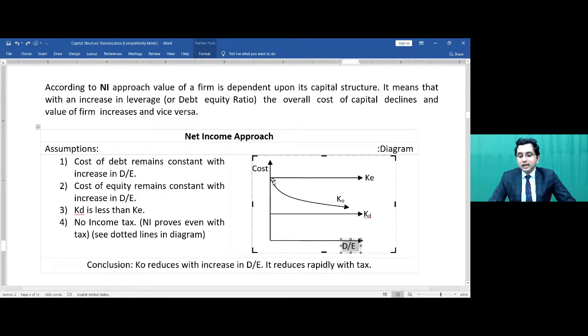Notice here on the y-axis that both KO, which is the overall cost of capital, and KE, which is the cost of equity, are equal. KO and KE are equal. Can you tell me the reason why KO and KE are equal initially? And thereafter, with increase in debt equity ratio, the cheaper source actually becomes dominant, and therefore the overall cost of capital actually reduces.